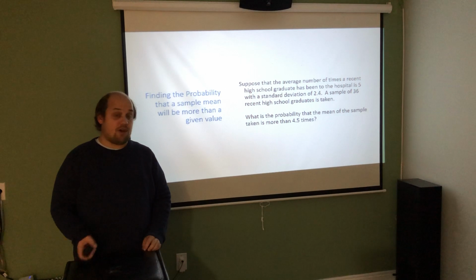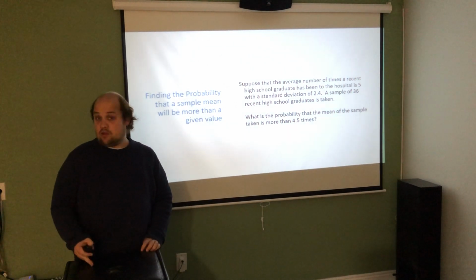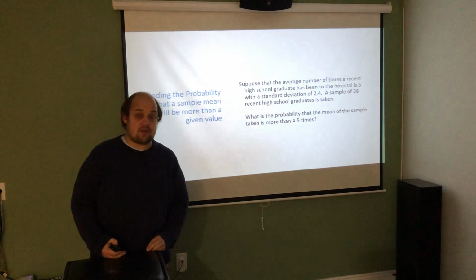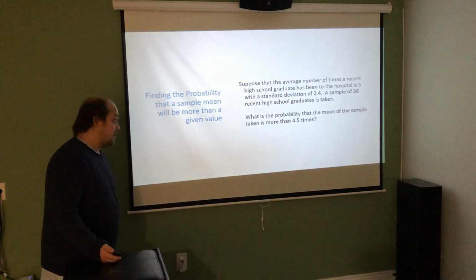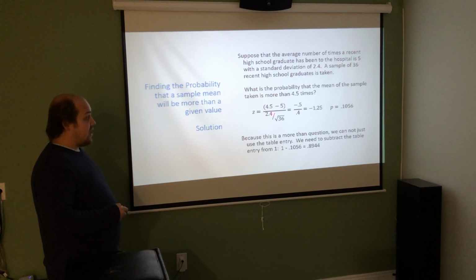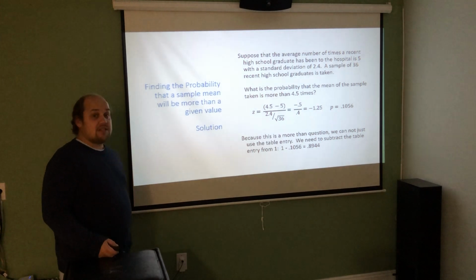For more than, we're going to find the z-score, look for the associated p-value, and do 1 minus that p-value to find the probability indicator. So we're going to take the 4.5, that's the given x bar value, subtract the given mean of 5, divide it by the given standard deviation of 2.4 over the given sample size under the square root. So it becomes negative 0.5 over 0.4, which is negative 1.25 as a z-score.